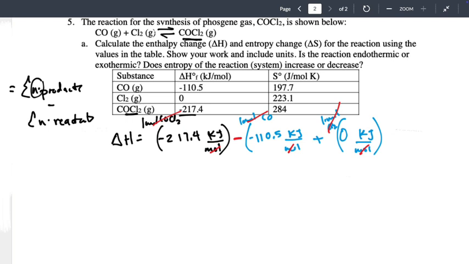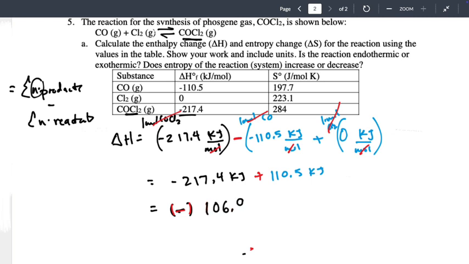I would do everything in the blue calculation first, which was kind of a bit silly, but 217.4 kilojoules. This is going to come out as a plus 110.5 kilojoules. What's the sign on my delta H? Negative. I would make sure that negative is emphasized for my sake. 217 minus 110, 100 and, thank you, 106.9 kilojoules is our enthalpy.